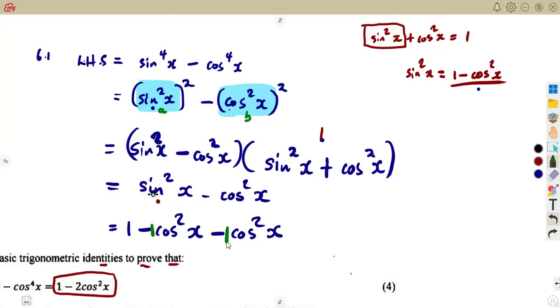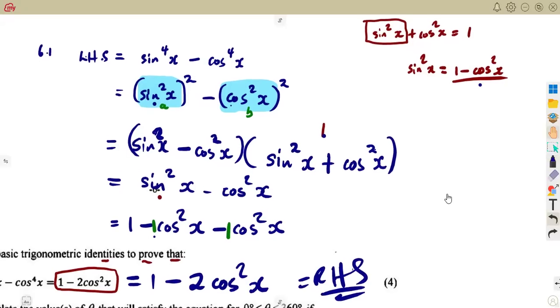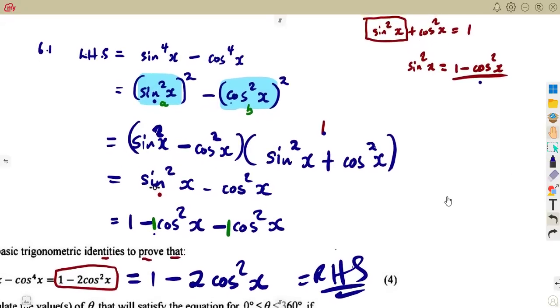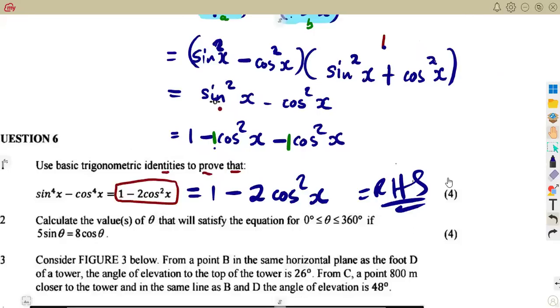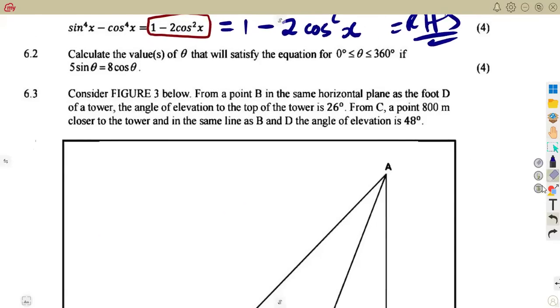So minus 1, minus 1. What are we going to have? That gives us 1 minus 1, which is 0, and then minus 1 minus 1 is minus 2. So that's minus 2 cos squared of x, exactly what we have on the right-hand side. So this is exactly our right-hand side. This is it, guys, on the proof. Work with the most complicated part, and you'll see that it will be very easy like that.